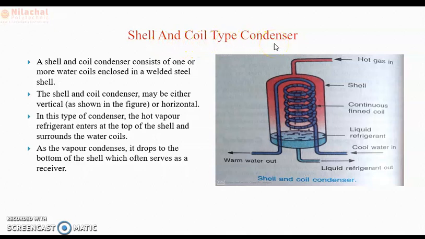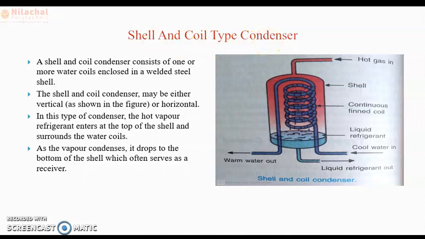In the previous video, I explained the shell and tube type condenser, because the water is passing through the tube and the refrigerant is passing through the shell. For that reason, it is named shell and tube type condenser. And here in the shell and coil type condenser, the refrigerant is flowing through the shell and through the coil the water is flowing. For that reason, it is named shell and coil type condenser.